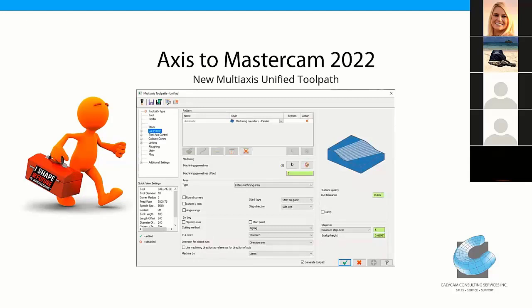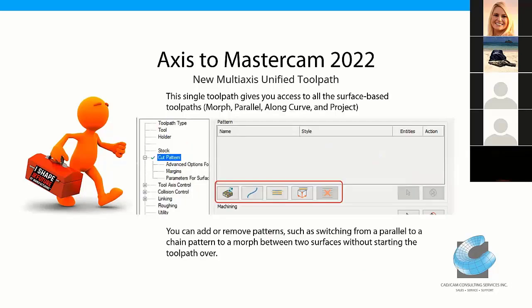I'm really proud of this one. I think this is probably one of the best things we've introduced in a long time, this new unified toolpath, a multi-axis unified toolpath. What we did here is, you still have your old toolpaths. You still have morph, parallel, long curve, project, flowline. All of those still exist. But with this toolpath, what we did was we combined them all into one single interface.